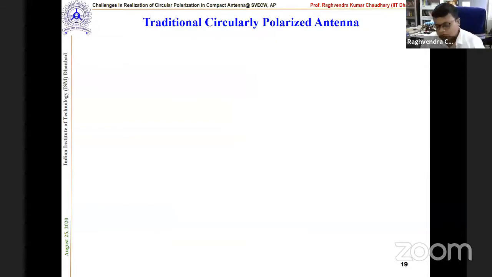I gave you some glimpse. Correct. And I already told you in detail in the last lecture. So what we did actually, we used this metamaterial antenna. We incorporated the CP. Correct. And we faced so many problems actually. I'll address this, but before that, we should know what the traditional circularly polarized antennas are.